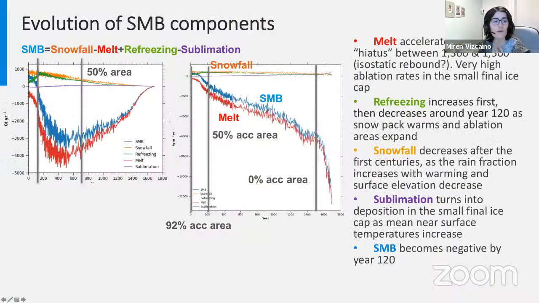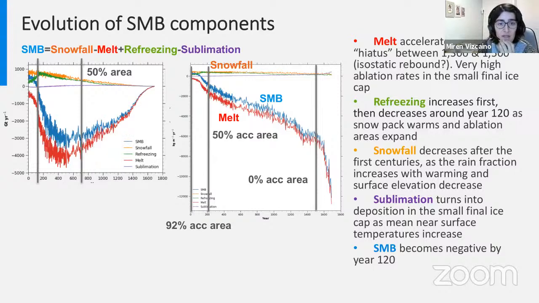Okay, so if we look at the components, this is in gigatons per year, but we are going to consider the area change. And if we follow the kilograms per square meter and year, what we can see clearly is that the snowfall is not reducing much in the first centuries, but eventually it goes down. This is because the elevation is going down a lot on top of the global warming, and the rain fraction is increasing very much. The melt accelerates very much in this period, and also at the end when the mean elevation is very low.